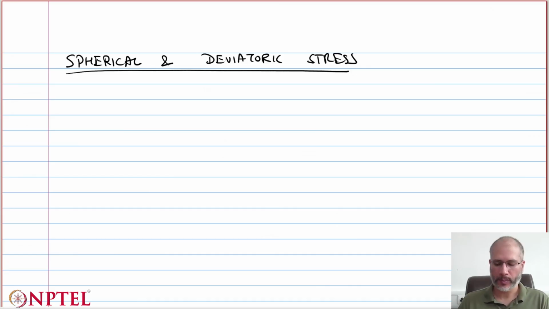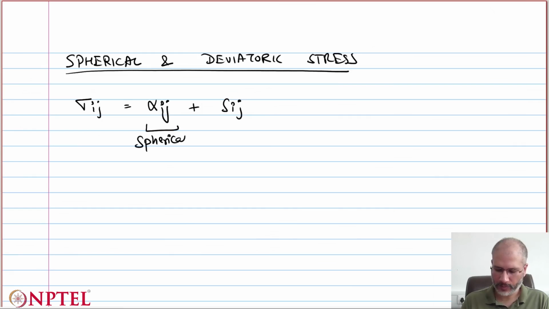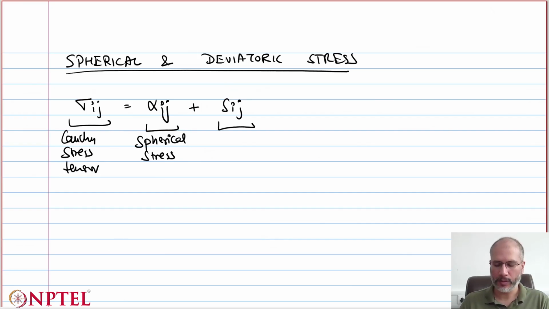We now move to the next topic, which is on spherical and deviatoric stress components. So we write sigma ij as a sum of alpha ij and Sij. It's a standard thing to do, where alpha ij is called the spherical stress. Remember, sigma ij is the complete Cauchy stress tensor, and Sij is called the deviatoric stress, or sometimes just the deviator.